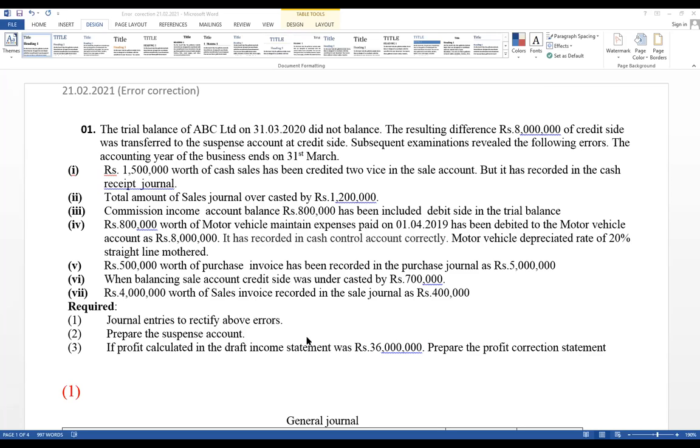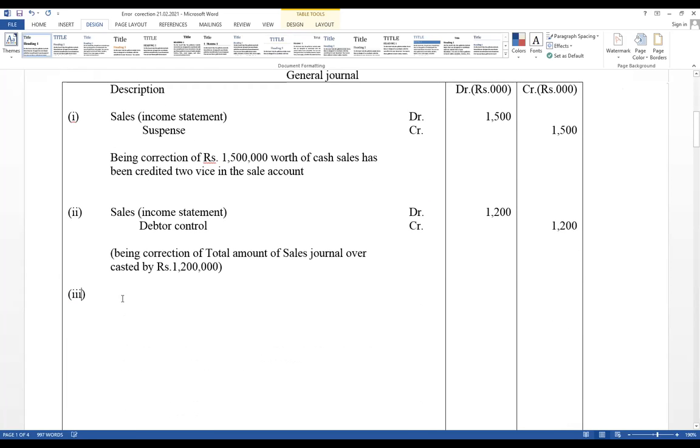Therefore, first think about the double entry. Third one: suspense account debit, and trial balance credit. Normally we do not write "trial balance" here; we put a dotted line. Value not 800, but 1600.